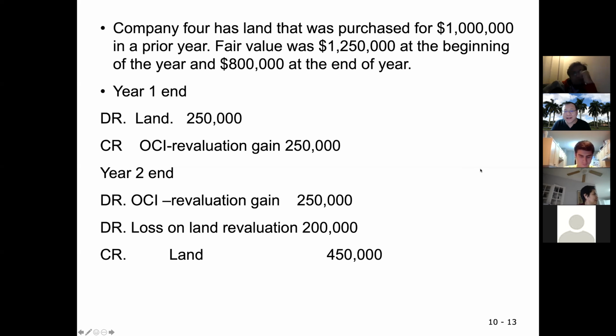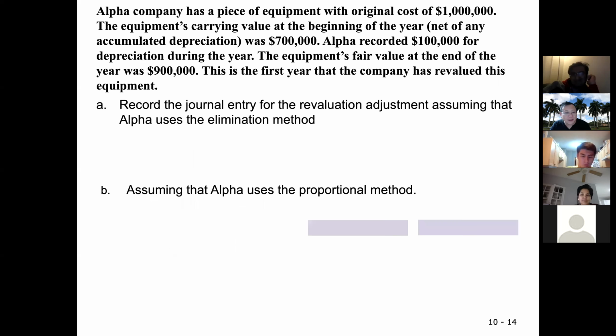Are we okay with this? I know we are not able to do the investment property stuff, it's going to take a long time, but I'm not rushing through this. I want to make sure you understand this. This is important. So this is company 4. You can go home and make company 5, company 6. Just play around with the numbers.